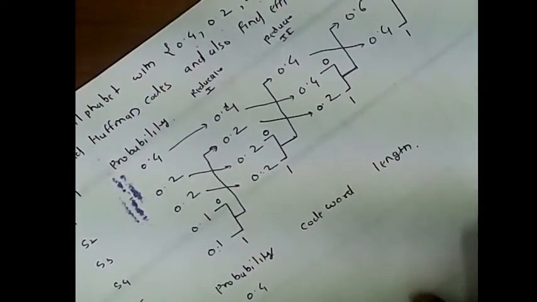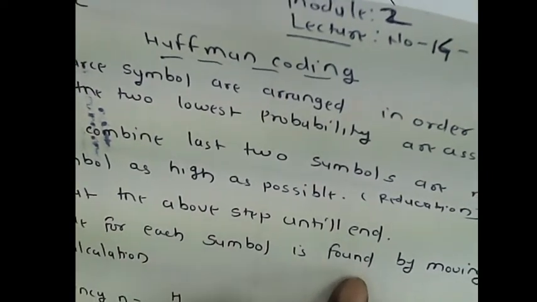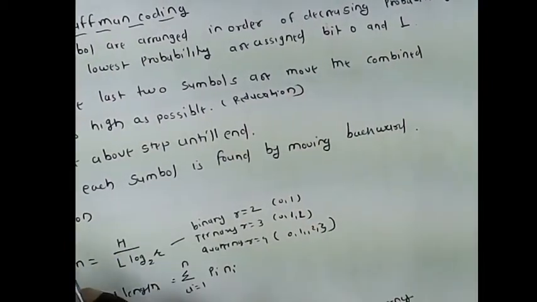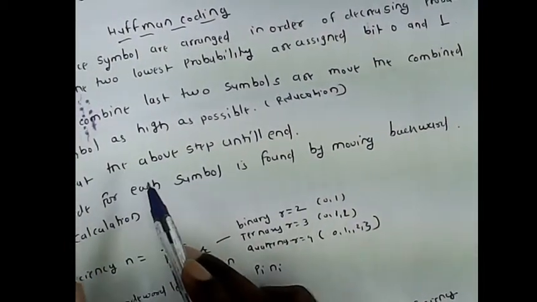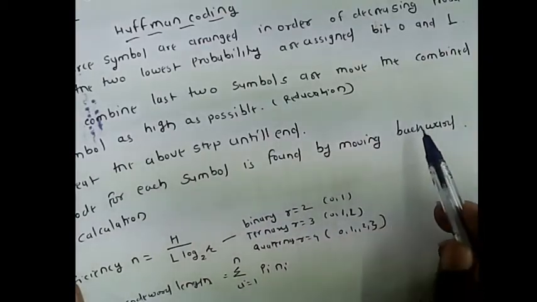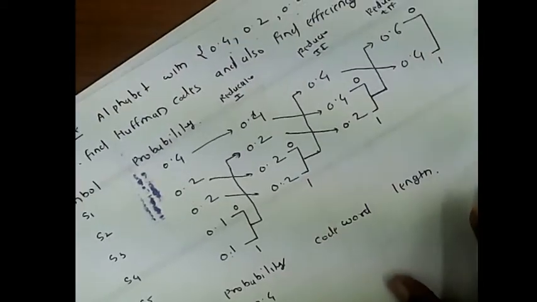Now step 4: find the code for each symbol by moving along the backward path. So we can find the code words by following step number 4, finding the code for each symbol by moving backward. This is an important step.